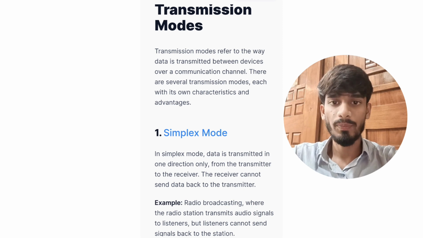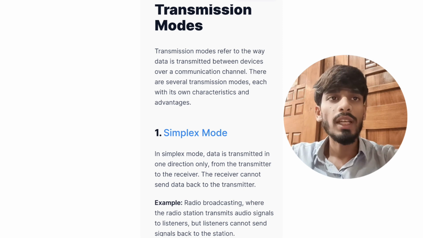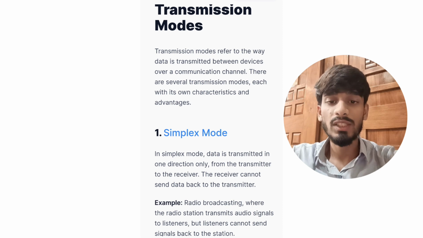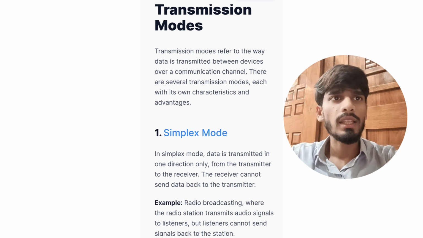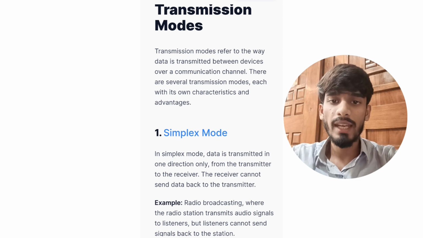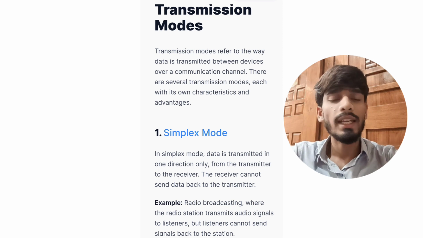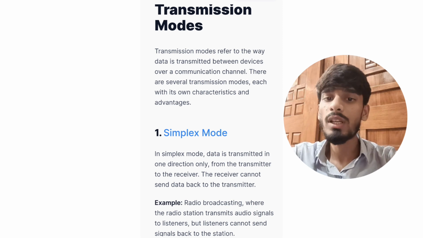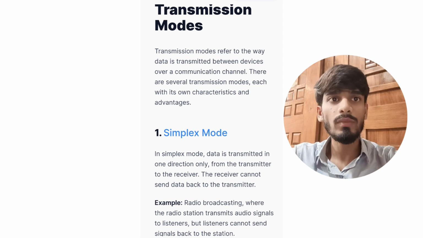Transmission modes. Transmission modes refer to the way data is transmitted between devices over a communication channel. There are several transmission modes, each with its own characteristics and advantages. First is simplex mode. In simplex mode, data is transmitted in one direction only, from the transmitter to the receiver. The receiver cannot send data back to the transmitter.